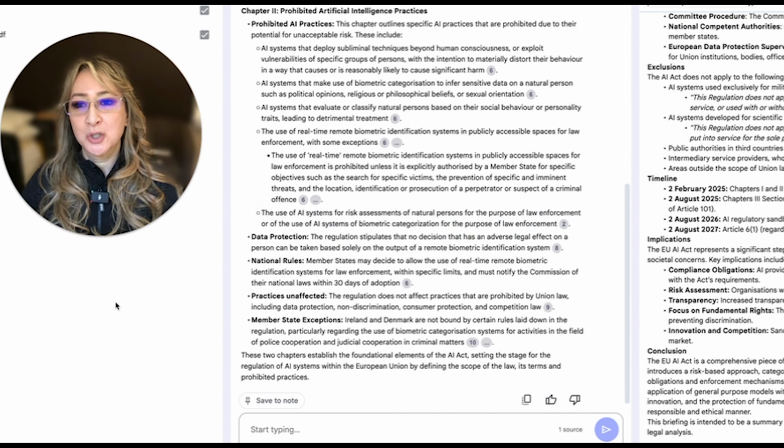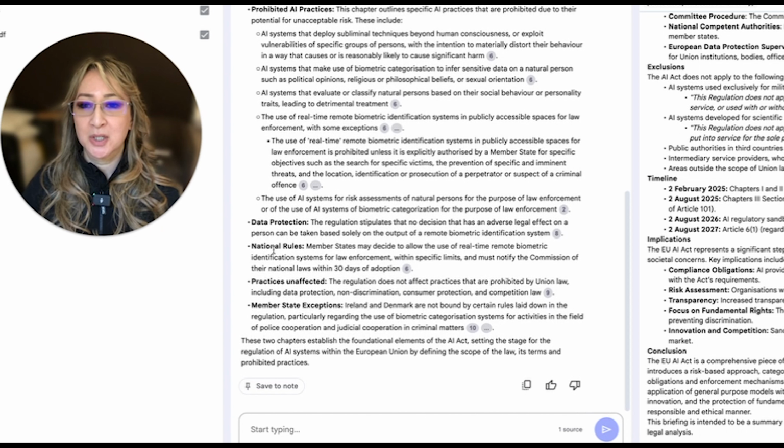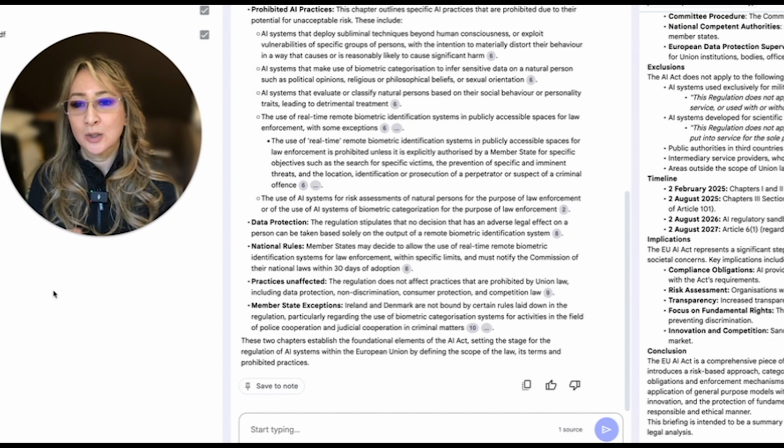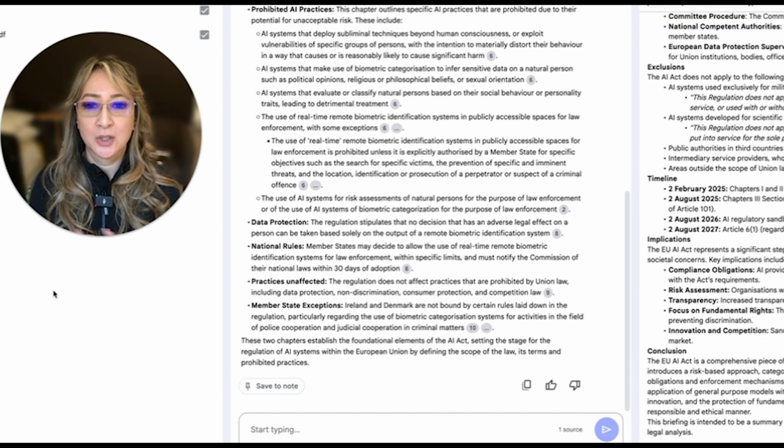Okay, now Chapter 2 also talks about data protection, national rules, and practices that are unaffected. So let's have a look. The regulation does not affect practices that are prohibited by the Union law, of course, including data protection. That was the GDPR that was released a few years ago, non-discrimination, consumer protection, and competition law.